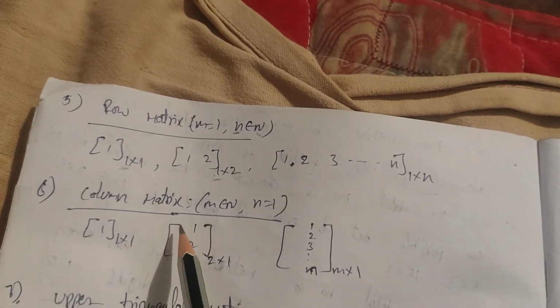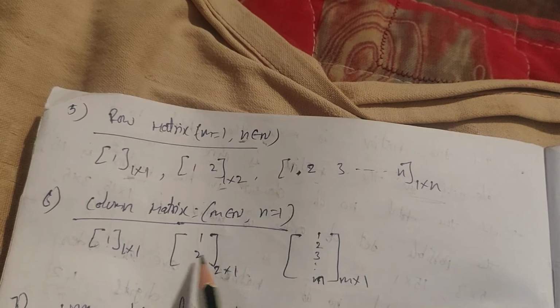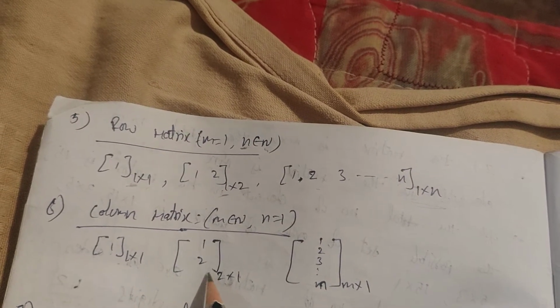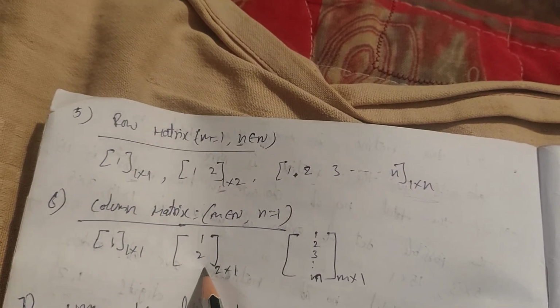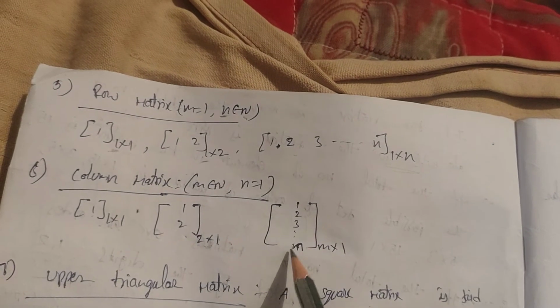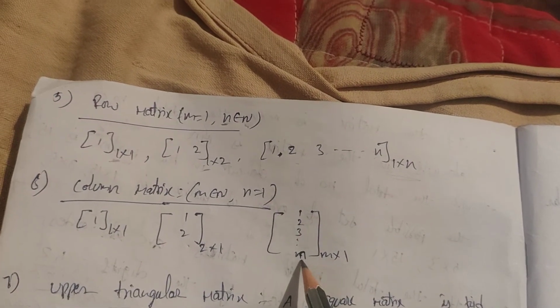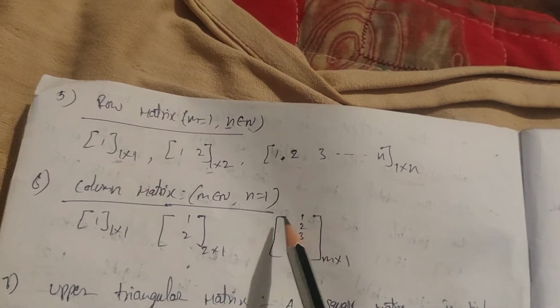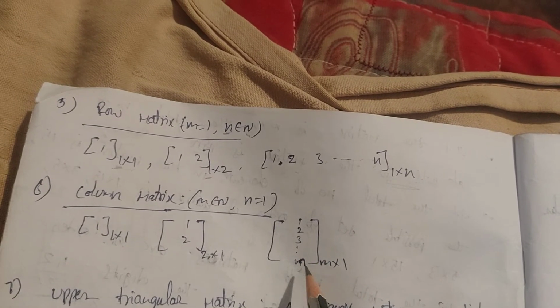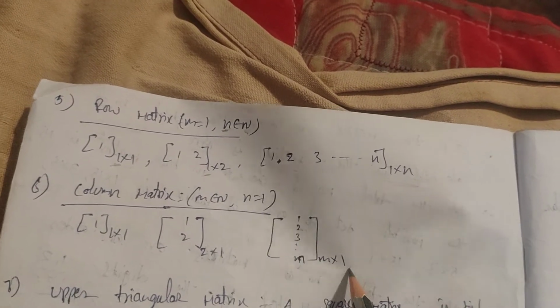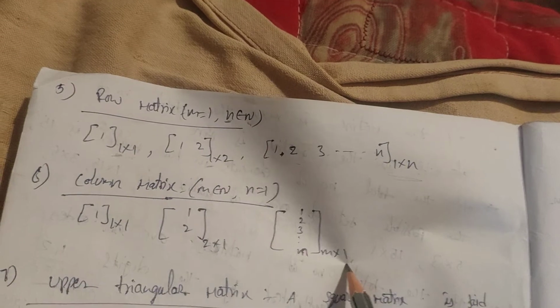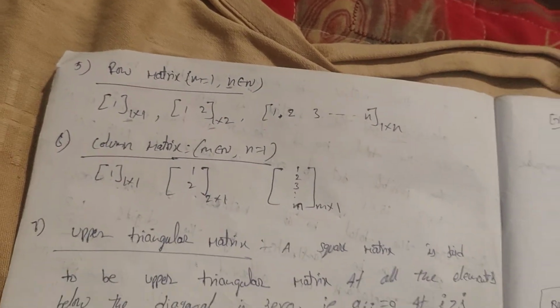But if you go for 1 2 written vertically, the number of rows is equal to 2 and the number of columns is 1 only. So 2 by 1, this is exactly called a column matrix. Similarly 1 2 3 up to m written vertically, the number of rows is equal to m and the number of columns is 1 only. So it is m by 1, and it is also called a column matrix.